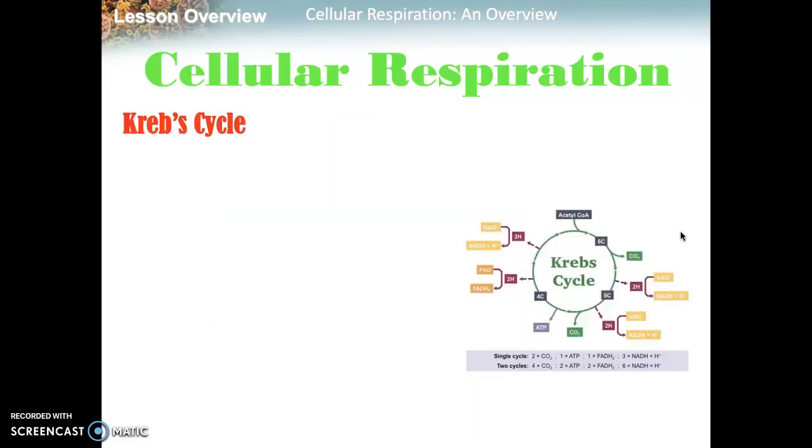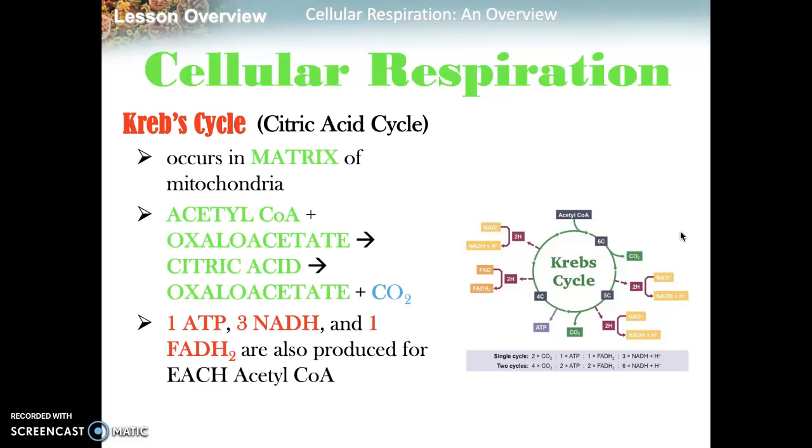Now, as we continue into the actual Krebs cycle itself, and again, it's called a cycle because it's going to start and end with the same substance. This is commonly called the citric acid cycle because during this cycle, citric acid is a main component. So many people call this citric acid cycle as well as the Krebs cycle. This also is taking place in the matrix.